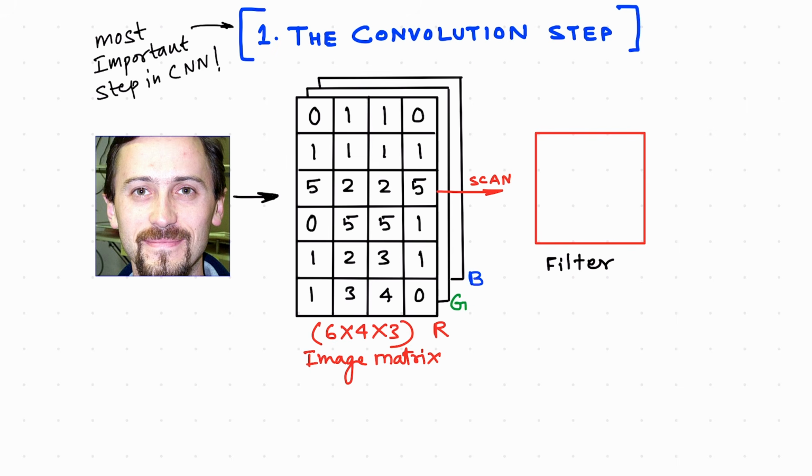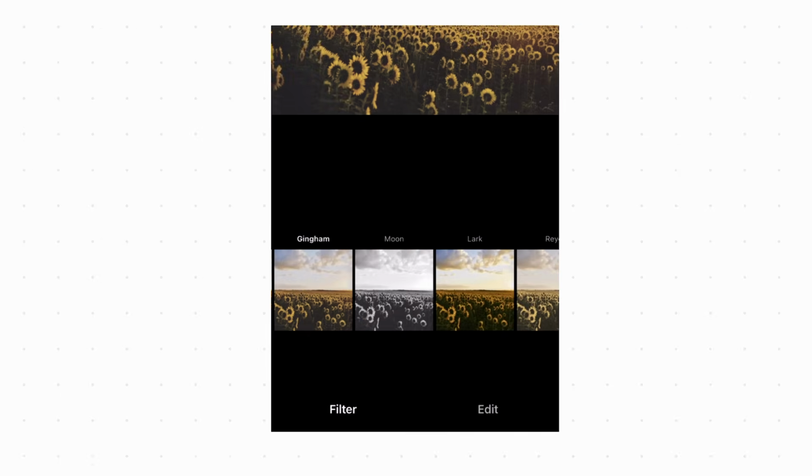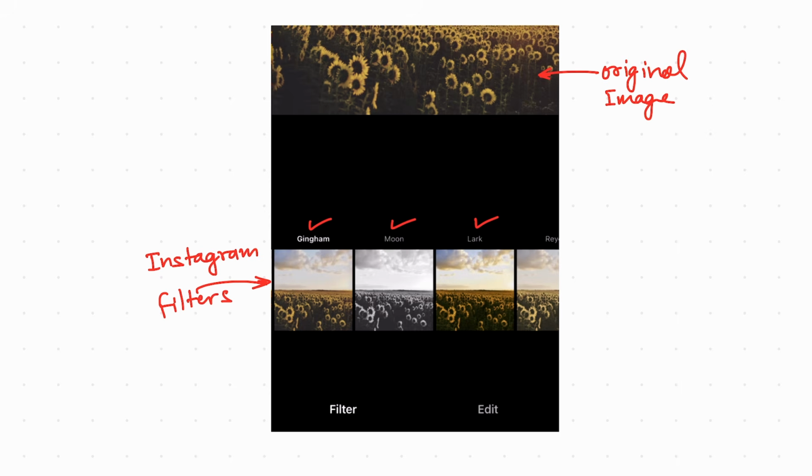For the current explanation, let's choose a filter of 3 by 3. This filter is a 3 by 3 matrix with some numbers in it. But what does that mean? So imagine filters like your Instagram filters, literally, because this is what happens when you apply a specific type of filter like gingham or moon or lark, etc. It basically changes the original image by changing the numbers of the stored pixels, and it does that by multiplying pixel numbers with the numbers of the filter.